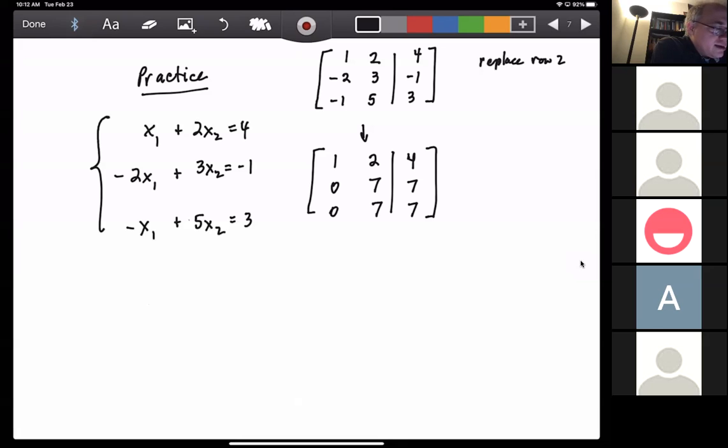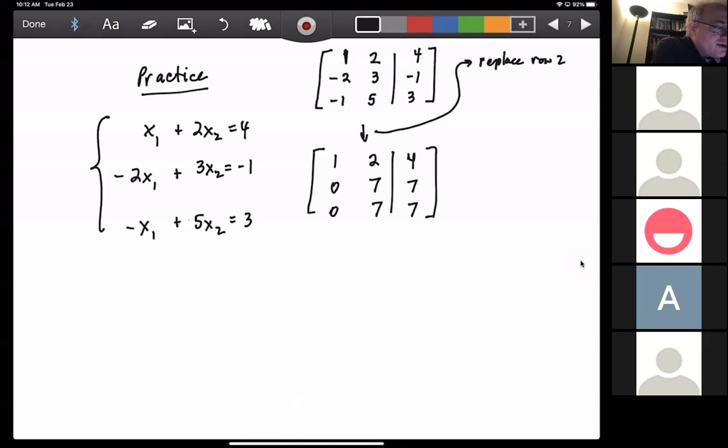So what we're doing, we're working towards our RREF form. So we have a leading 1 here. We have a pivot in the first row already. We want zeros below the pivot. So we're going to do something to rows 2 and 3.